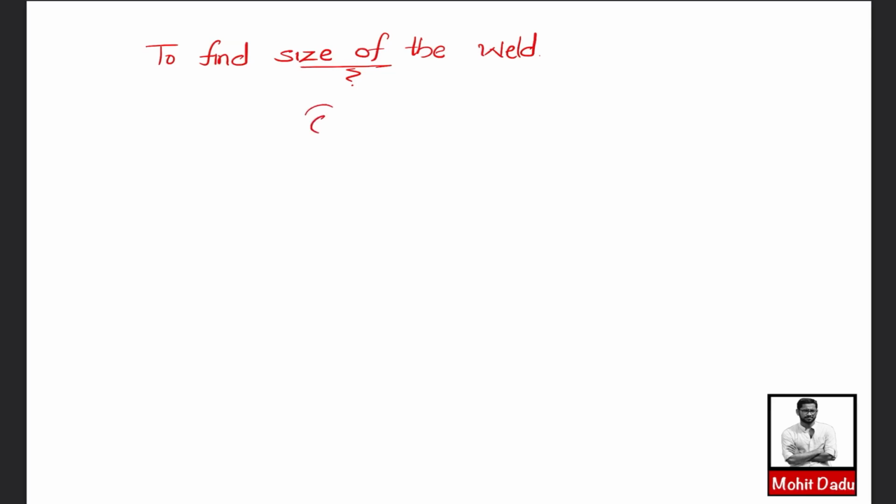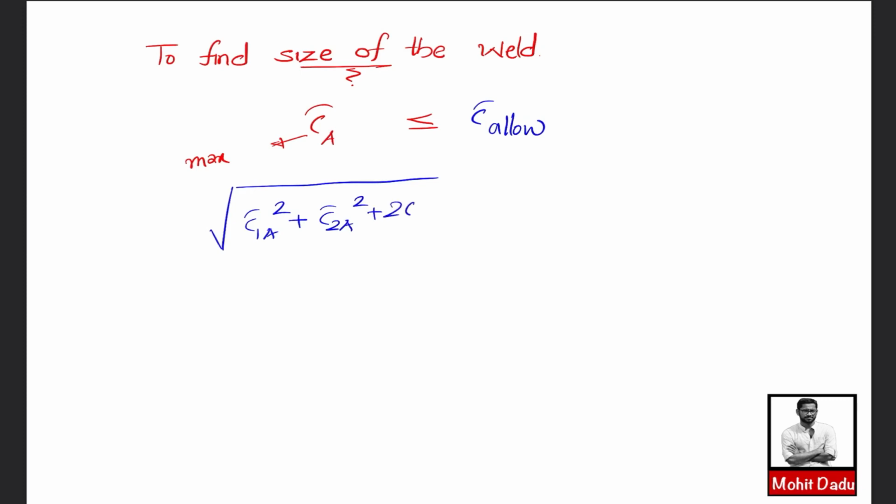For this you will be applying the resultant, or this is the maximum shear stress within the weld section, and this should be lesser than the allowable. So this τA is actually the square root of τ1A squared plus τ2A squared plus 2 τ1A τ2A cos θ. This equation I will be showing in the data book. That is actually for a specific shape or figure, and this should be less than or equal to τ allowable.